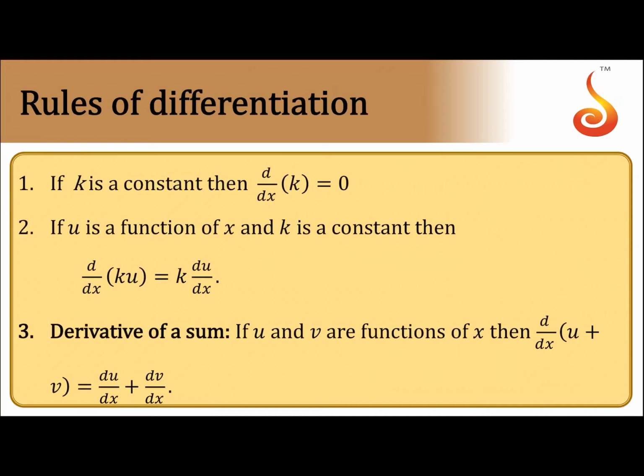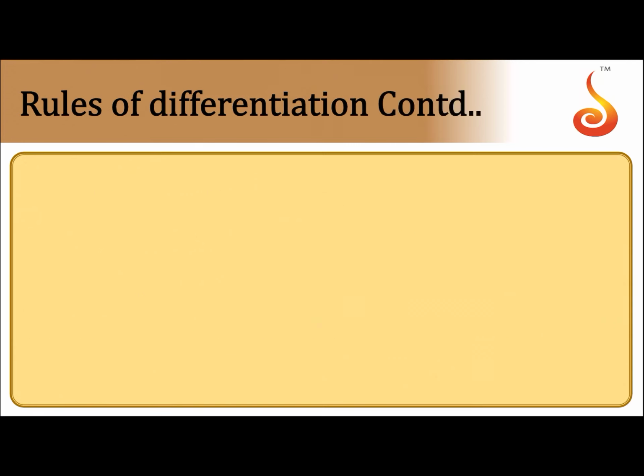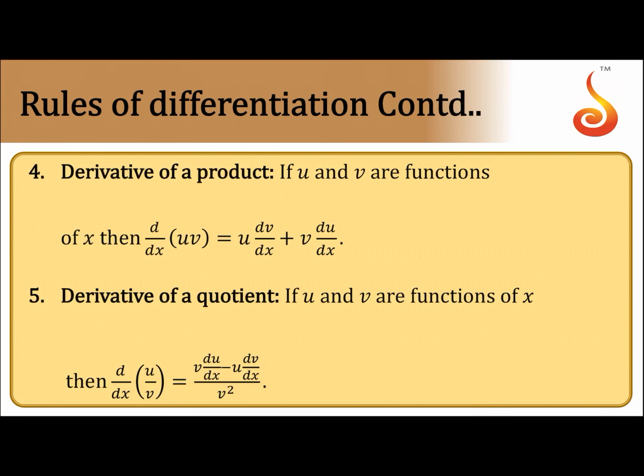Next, rules of differentiation. The derivative of a constant will always be 0. For the derivative of a constant multiplied by a function, you can take out the constant and write d u by dx. And the derivative of a sum is linear. That means d by dx of u plus v is nothing but derivative of u plus derivative of v. The same thing can be applied for the difference also.